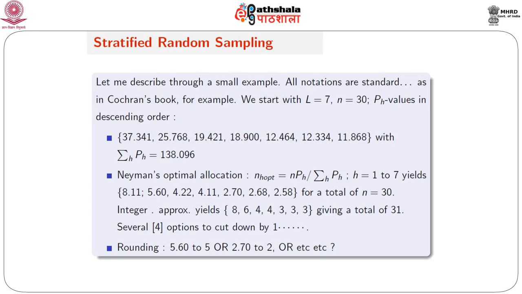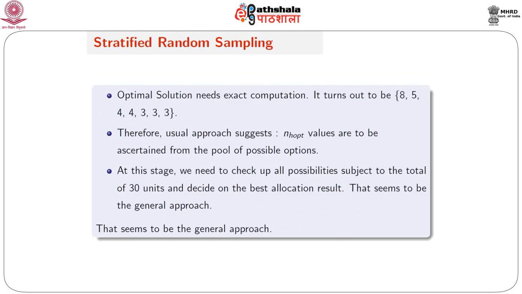but our total is 30, so we need to cut down one of them, and I wrote that there are 4 options to cut down by 1. We can think of 5.60: instead of rounding it to 6, we can round it down to 5. Or, for example, 2.70 was rounded to 3, maybe we can round it to 2, etc. There are 4 possibilities of doing it. However, the optimal solution needs exact computation.